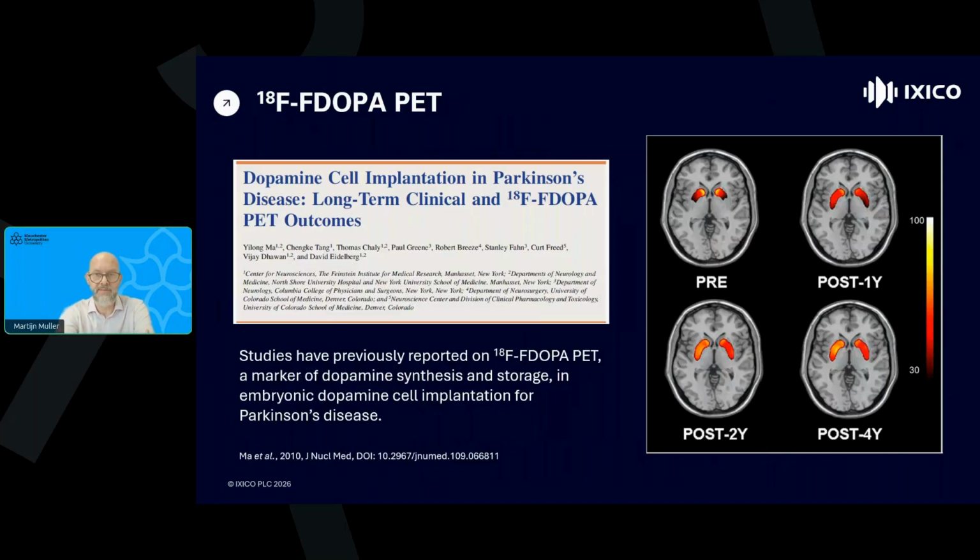F-DOPA PET measures the dopamine synthesis and storage capacity and has a long history in Parkinson's disease research. It has been used in studies of restorative therapies such as dopaminergic cell transplantation, and it still remains one of the most established PET biomarkers in the field. Next slide, please.